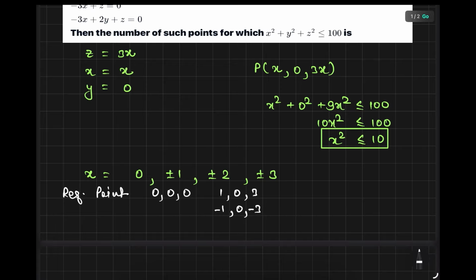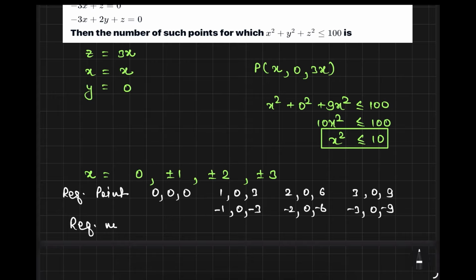Now we will take the next points: (2, 0, 6), (-2, 0, -6). Okay. Now we have (3, 0, 9), (-3, 0, -9). So only these points will satisfy. Therefore the required number of points will be 7.